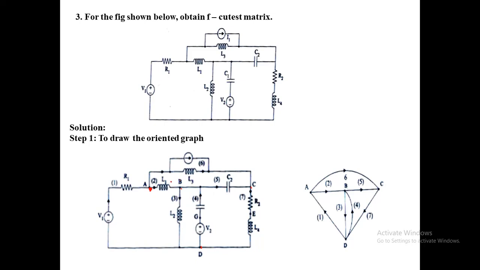Next, we have to convert this circuit into an oriented graph. For that, we have to mark this as node A, this is node B, this is node C, this is node D. Next, we have to convert this circuit into branches. Already we know that. Just replace the components with branches, single lines. Next, we have to mark the direction and then the value. We got this as the oriented graph.